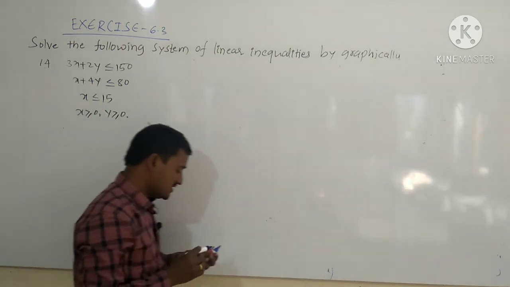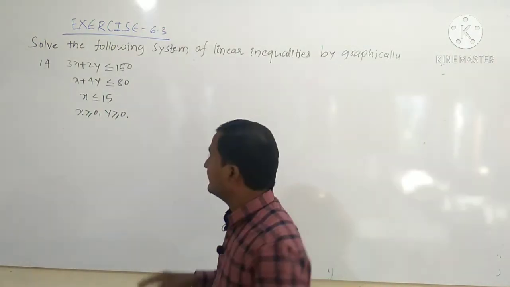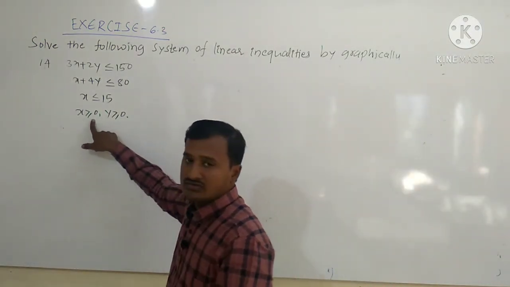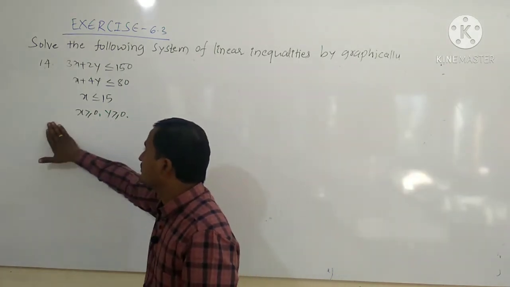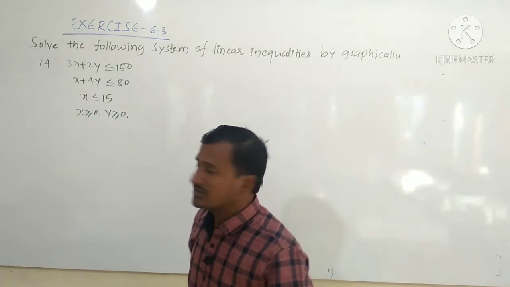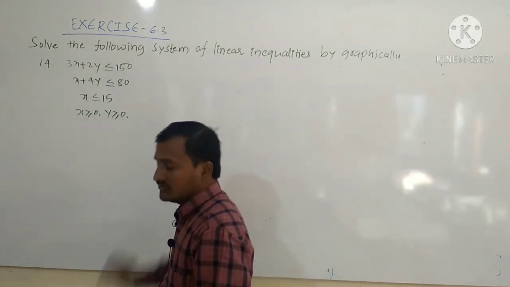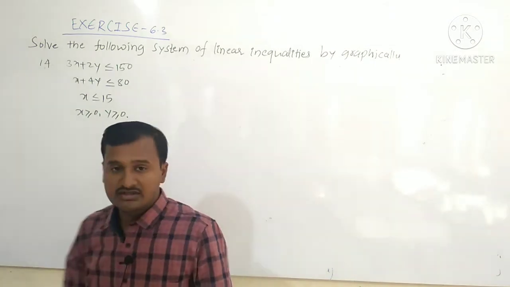Again, here it is a system of linear inequalities. x more than or equal to 0 and y more than or equal to 0 represent that you have to shade only in the first quadrant. Here we have three lines.